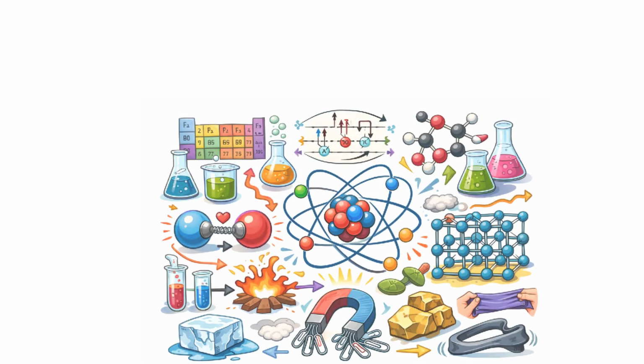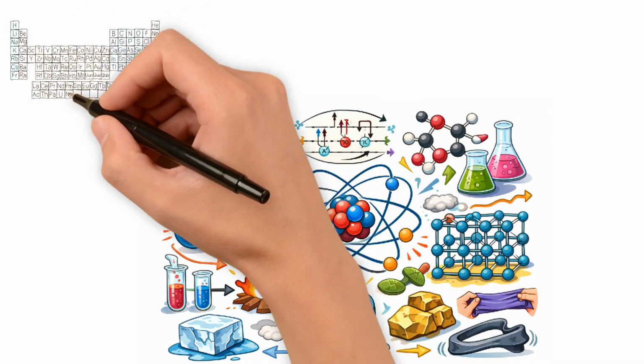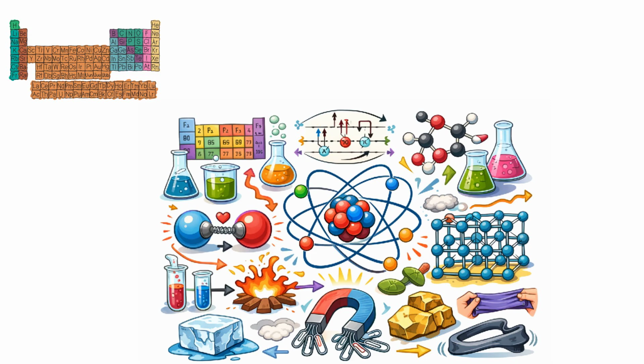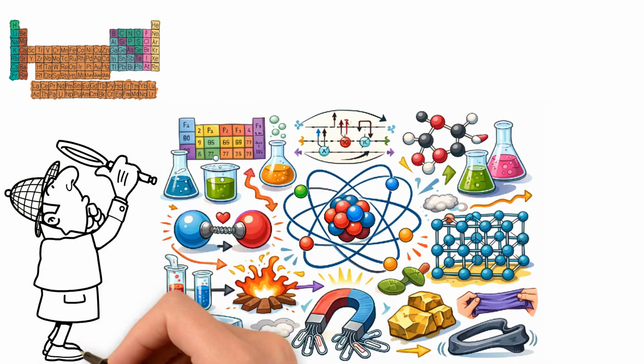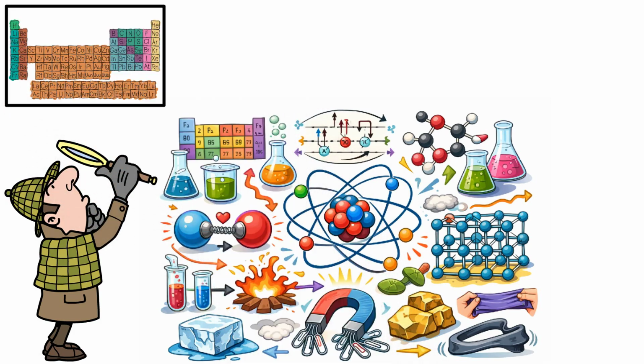Before we wrap up, zoom out for a moment. Every battery, every chemical reaction, every bond between atoms follows these trends. The periodic table isn't just a chart, it's a prediction tool. Once you understand the trends, you can predict behavior without memorizing anything.